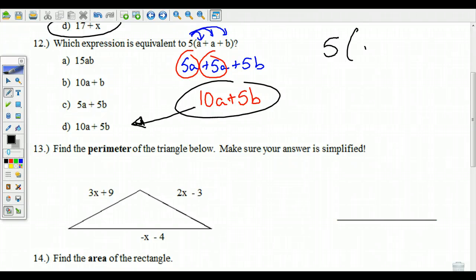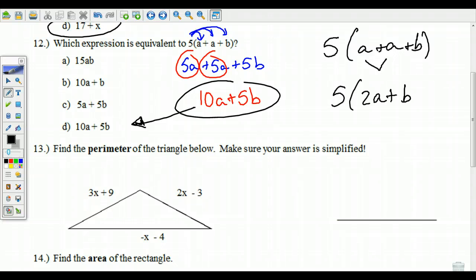You could also do it differently if you wanted to. You could go inside these parentheses and add together the a and the a. So it's really 5 times 2a plus b. Keep in mind there's a 1 here and a 1 here. So then you could distribute after that, and then you get your same answer there.